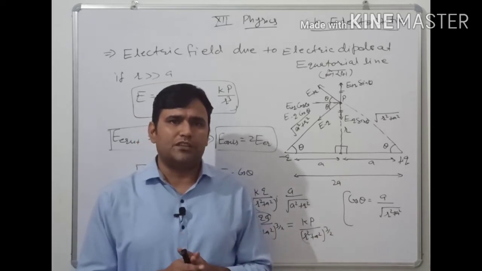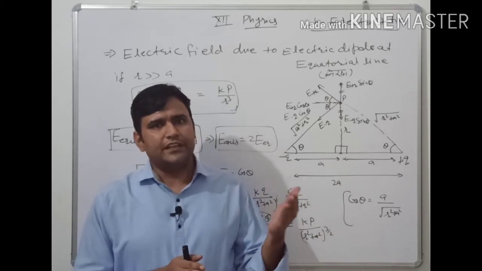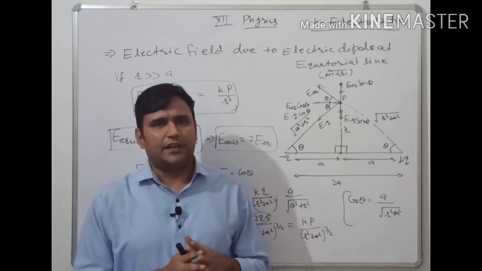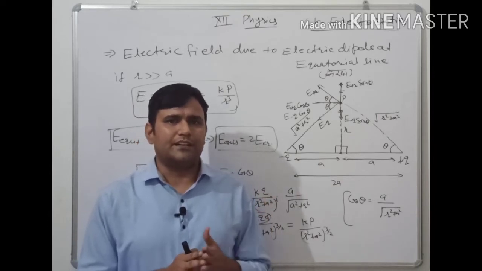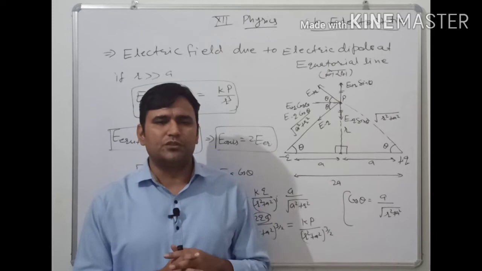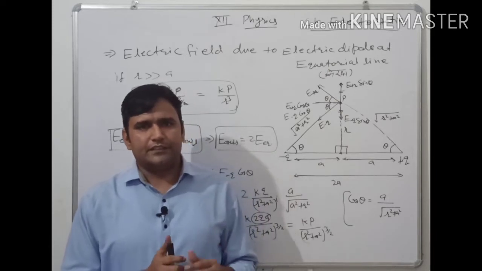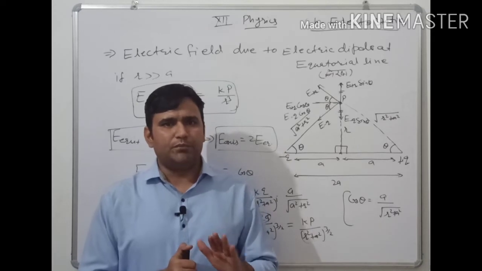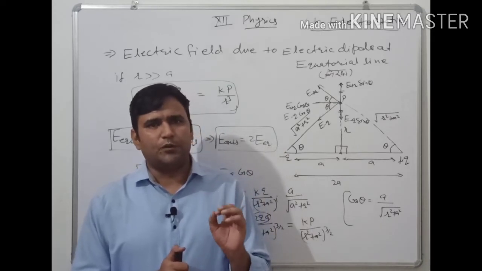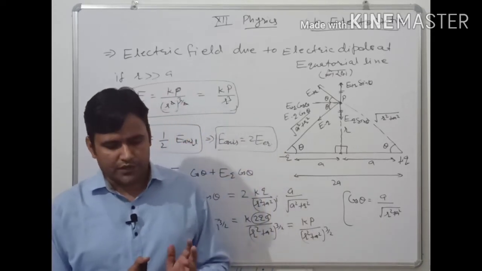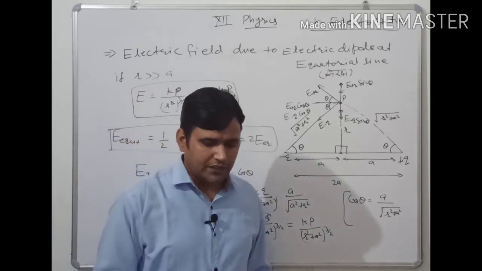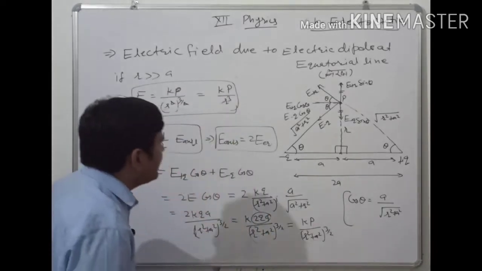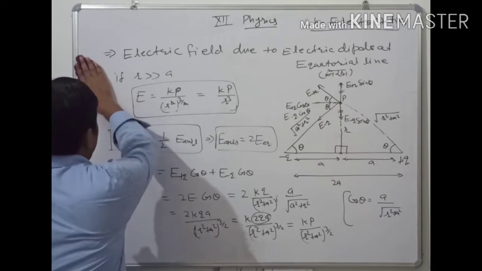Both the formulations are different for electric field intensity because the electric field intensity due to a dipole is inversely proportional to R cube, and the normal electric field intensity is inversely proportional to R square. Clear? These are the two derivations. These are quite important with respect to your board examinations. Clear? Okay, next we will move on to the electric dipole.